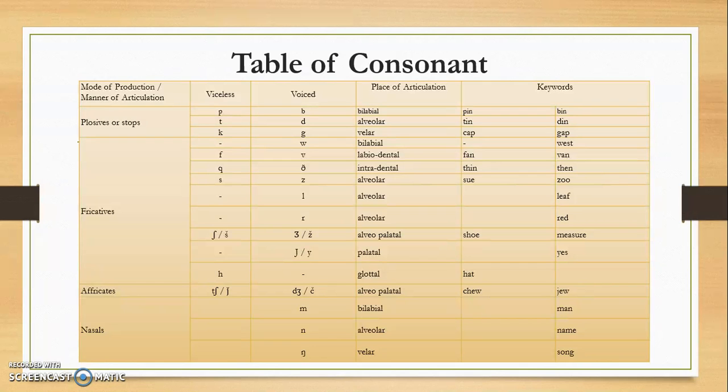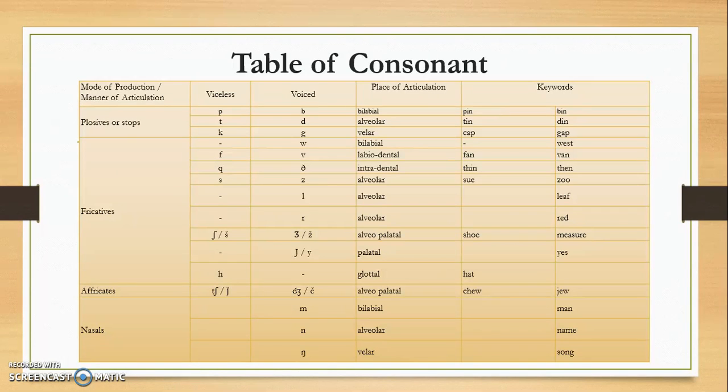We have the fricatives. For the fricatives, we have several. I'm just going to mention one of them. We have the F for voiceless and the V, labiodental. That is the place of articulation, the labiodental. And the keywords for this are fan and van.